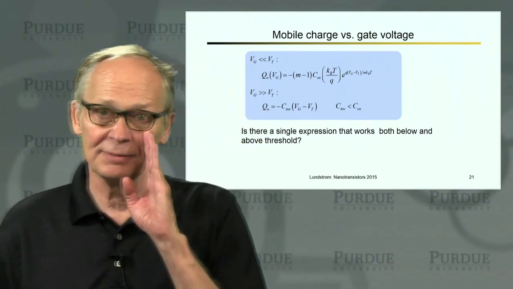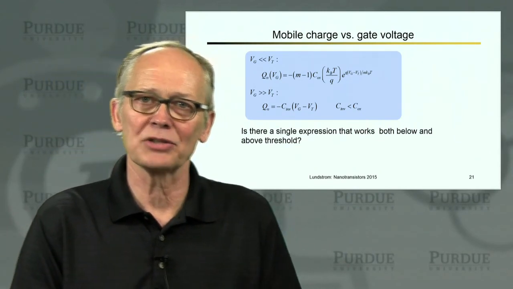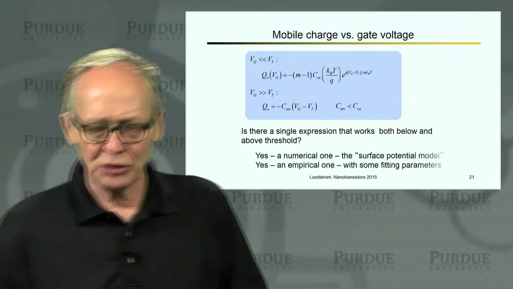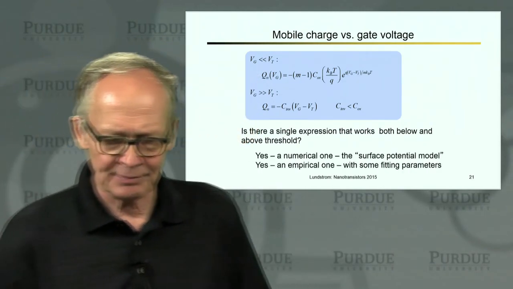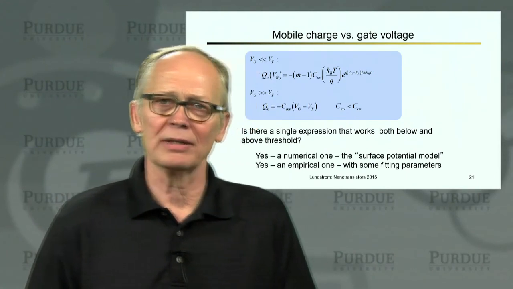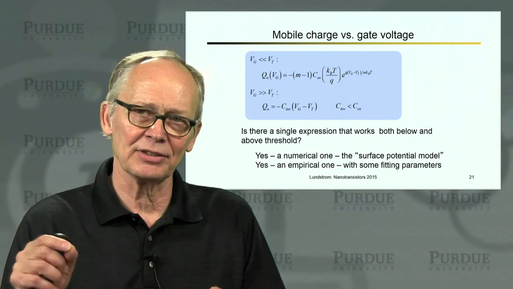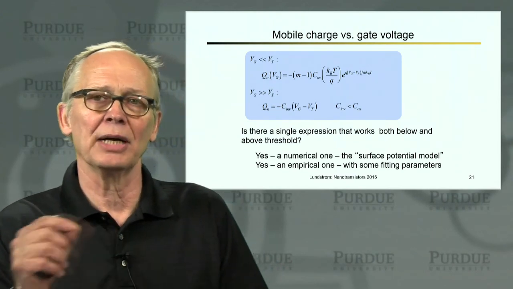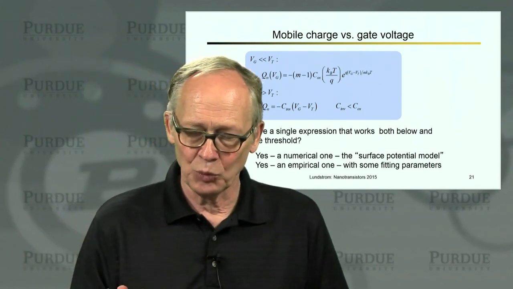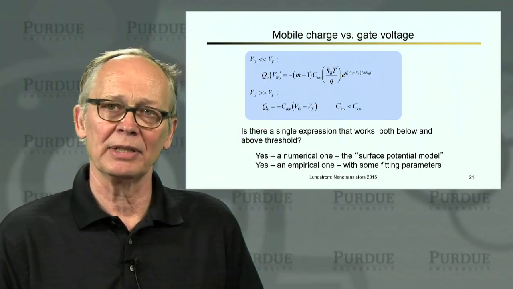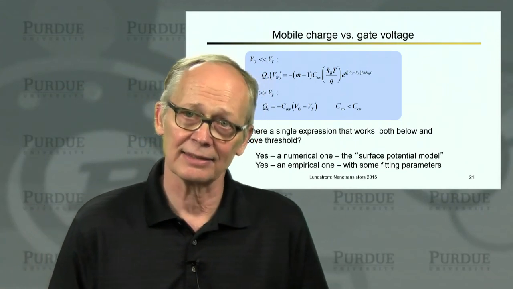Now you might ask, isn't there an expression that goes smoothly from subthreshold to above threshold? Well, you can do that numerically, and people do that frequently these days. You can also do it empirically. You can define an empirical function that stitches these two expressions together so that you have a smooth transition from below to above threshold. We'll see that that's useful and can be done when we revisit the virtual source model during the last lecture of this unit.